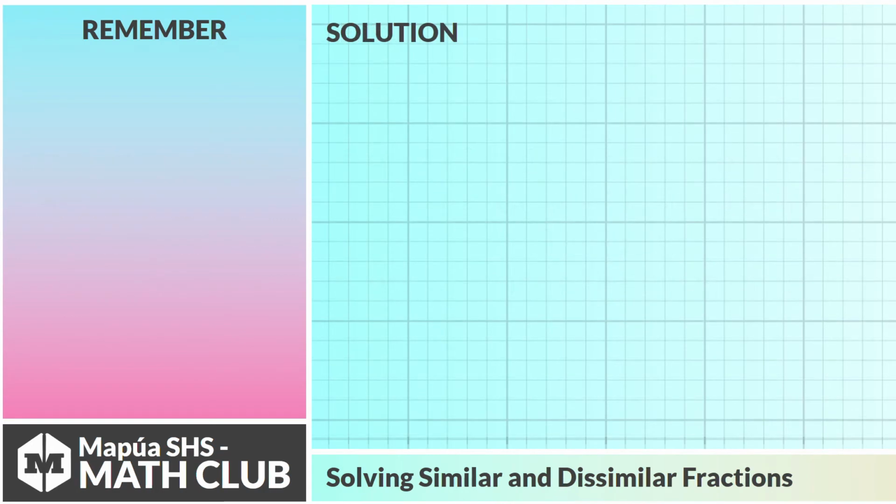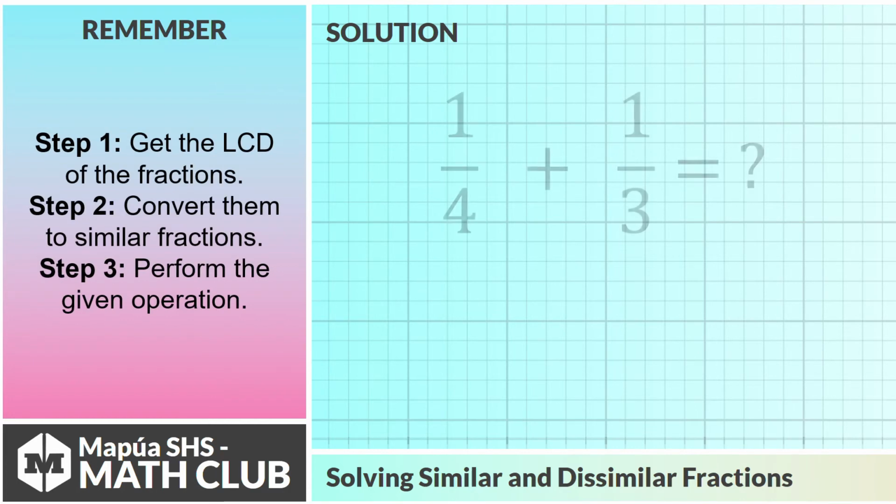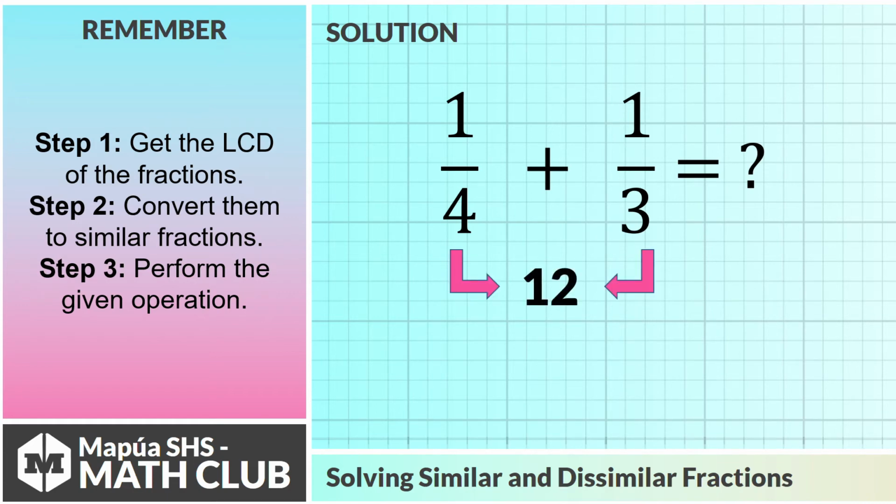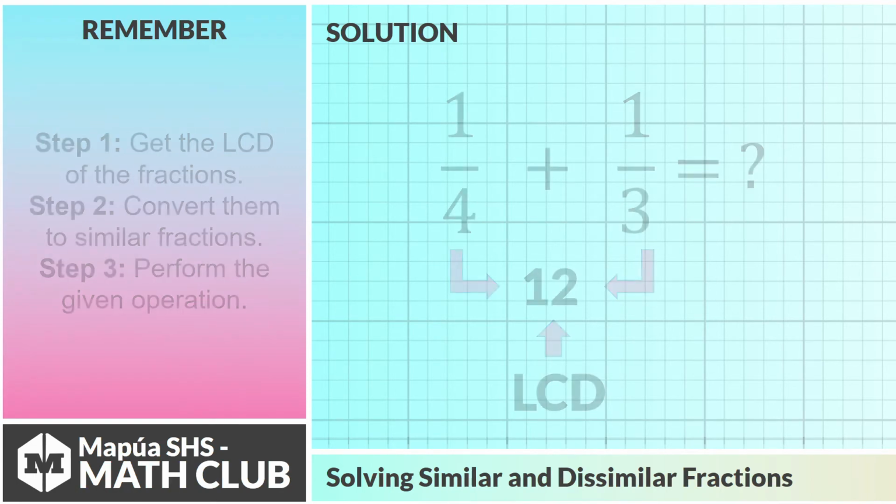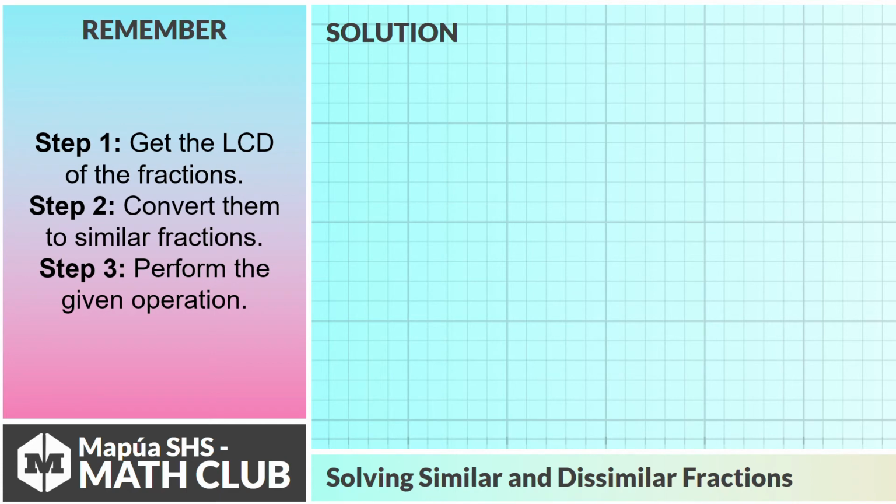Proceeding with the given problem, 1/4 plus 1/3. Let us find the LCD of the two denominators. The LCD of 3 and 4 is 12. Next is we're going to convert them into similar fractions. For 1/4, let us multiply the numerator and denominator by 3 so that our denominator will become 12.